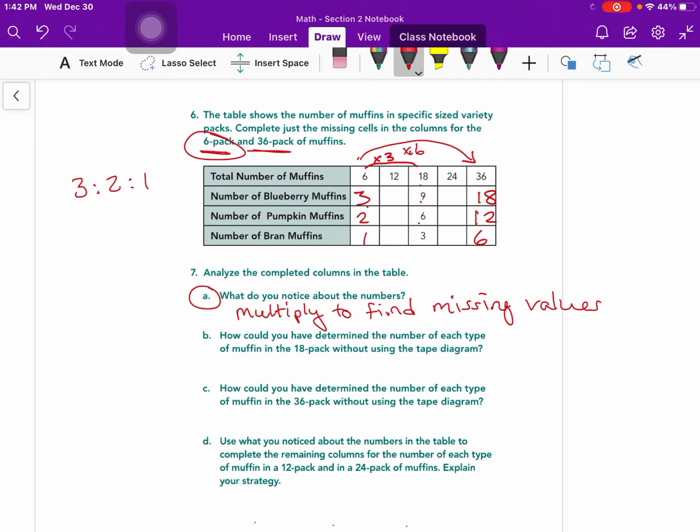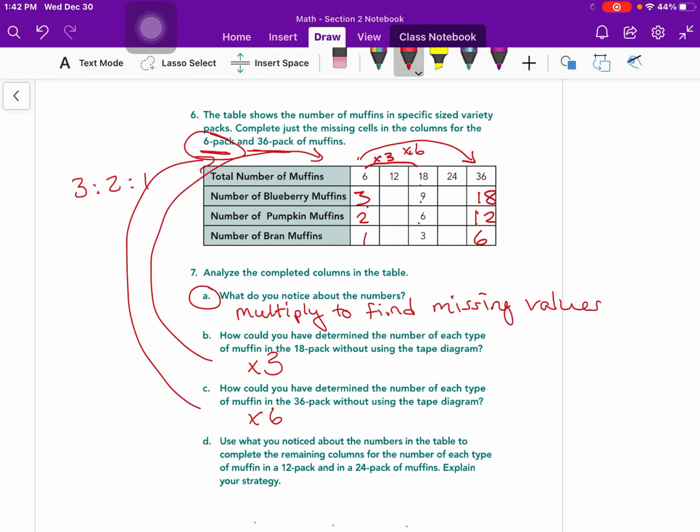using the tape diagram? Well, we already kind of mentioned that. I said I noticed that it's timesing by 3. So I could have just used my idea of multiplying to come up with it. And then C, how could you have determined the number of each type of muffins in the 36 pack without using a tape diagram? So I guess in this one they did want us to use the tape diagram as before. So we kind of cheated and saw that we could multiply with it. But again, we saw that you could multiply by 6 to get 36.